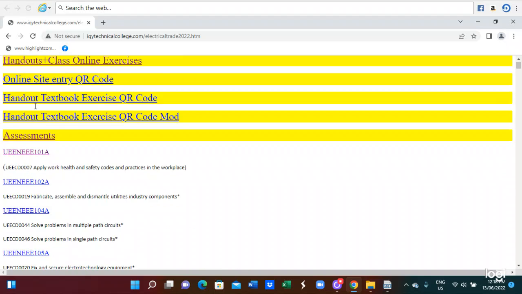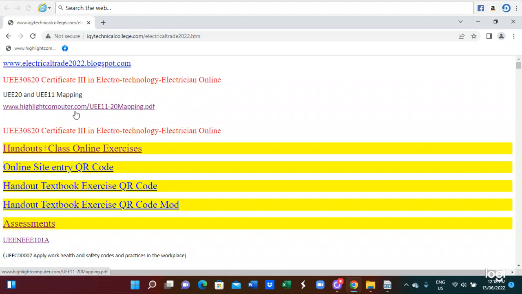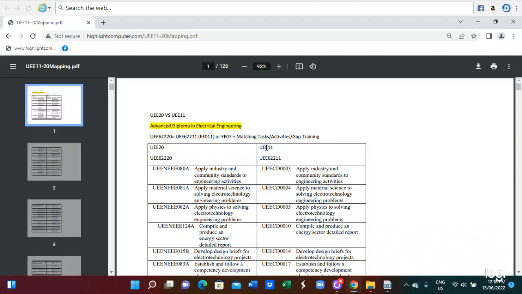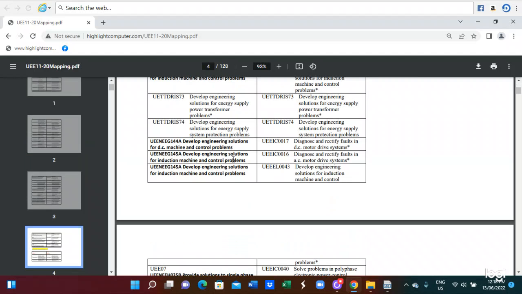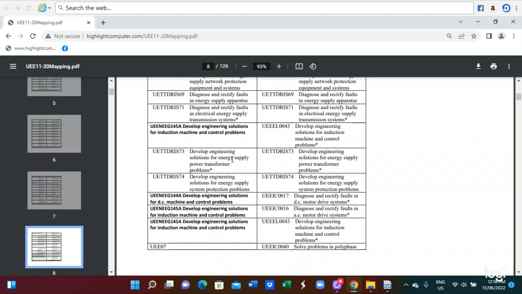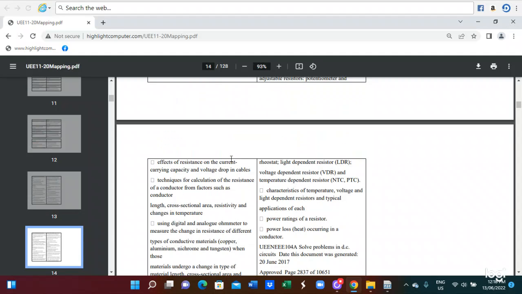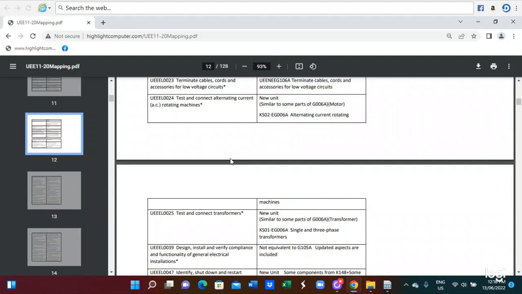So this unit has a mapping. This is for the UEE11 course. For the UEE20 board, there is a mapping. My lesson is based on the UEE11, but if you are doing the UEE20, this is the mapping table.